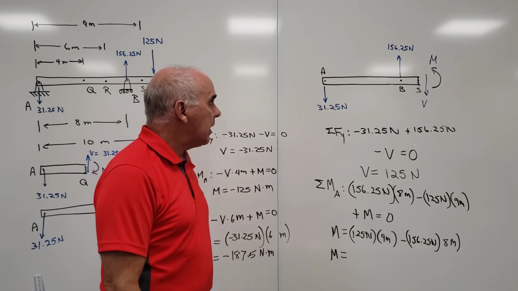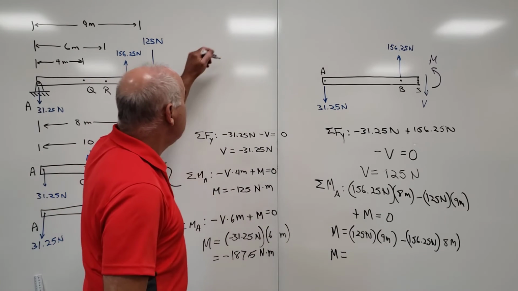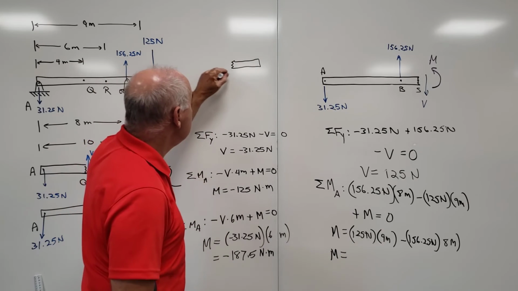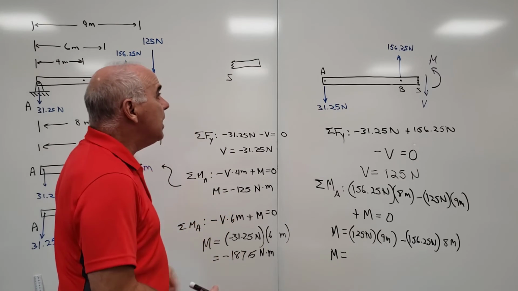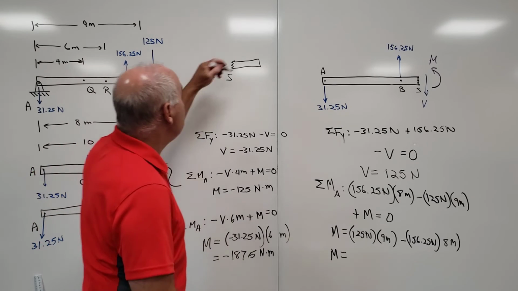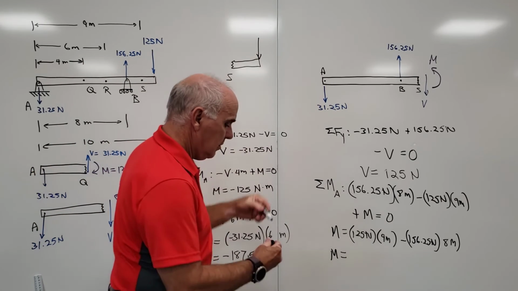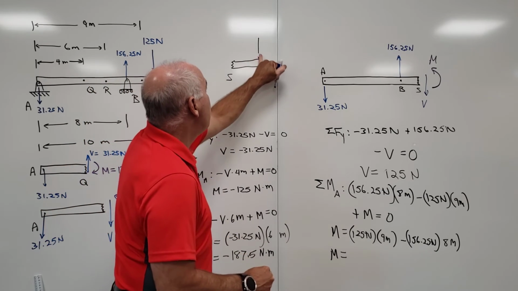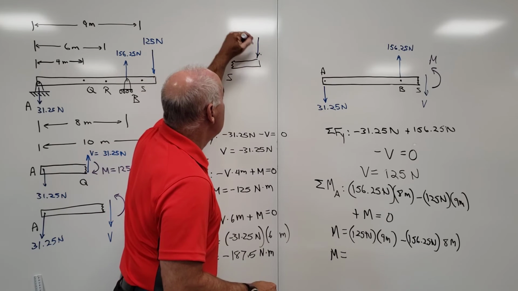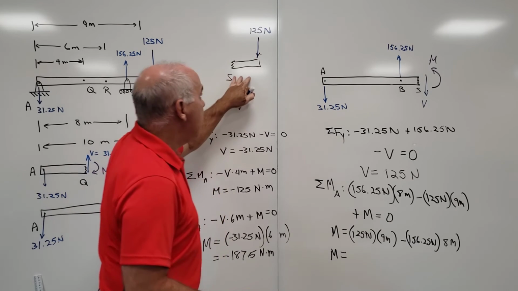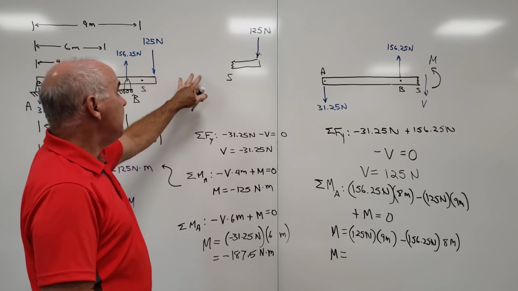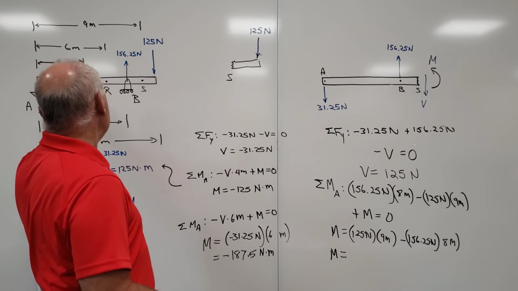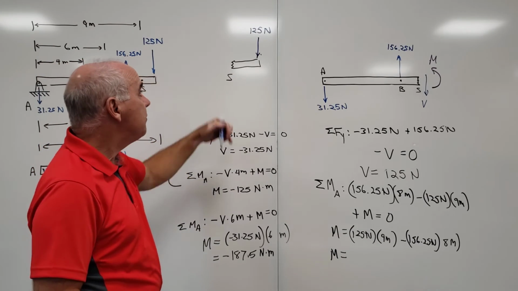Okay? The other thing that I'm not going to do here, but if I did the right-hand side, okay, so this is still point S, then remember that there is now this 125 newton force acting on that right-hand piece, right? The 156 isn't there because it's to the left of point S. And same thing with the 31.25, they're to the left of point S.